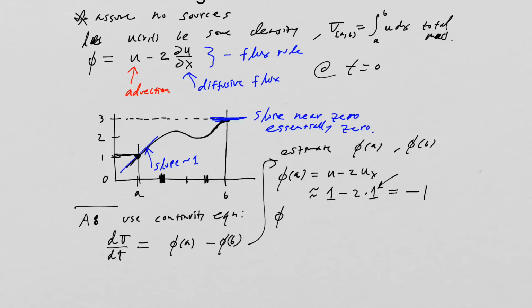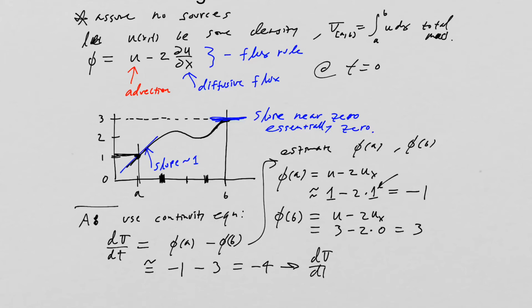Okay, great. Now let's try phi of b. Let's figure out what it is about. It's going to be u minus 2 ux, and that's going to be, of course, 3 minus 2 times 0, so that'll be equal to 3. All right, so this is going to be negative 1 minus about 3. So that's the approximation. So it's going to be negative 4. That says then that basically dU/dt is of course negative. So we're going to conclude that it's shrinking.